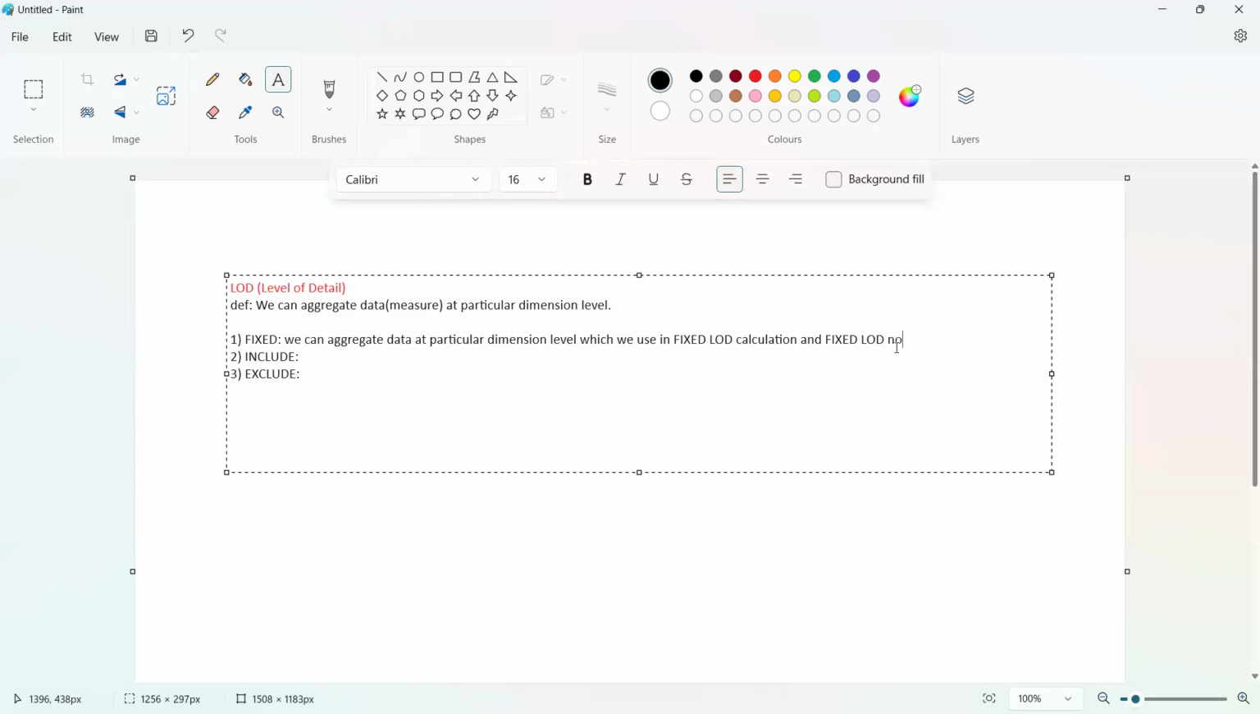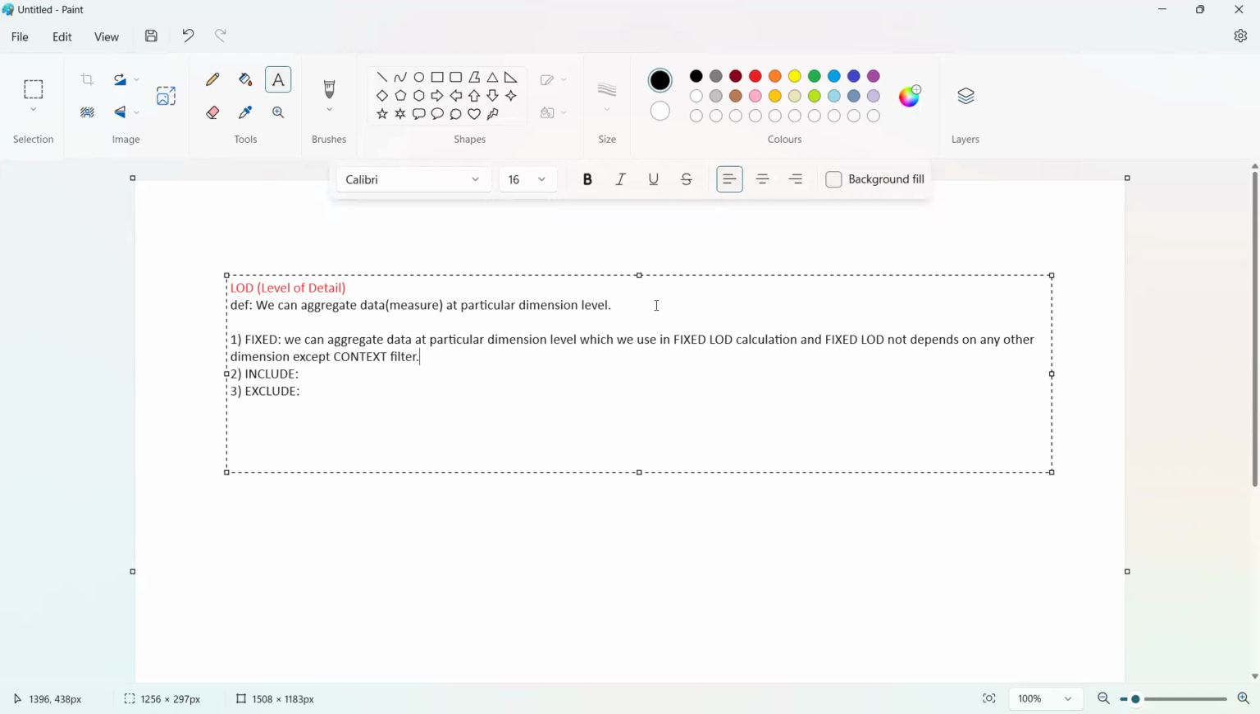Fixed LOD depends on other dimensions, except the context filter.